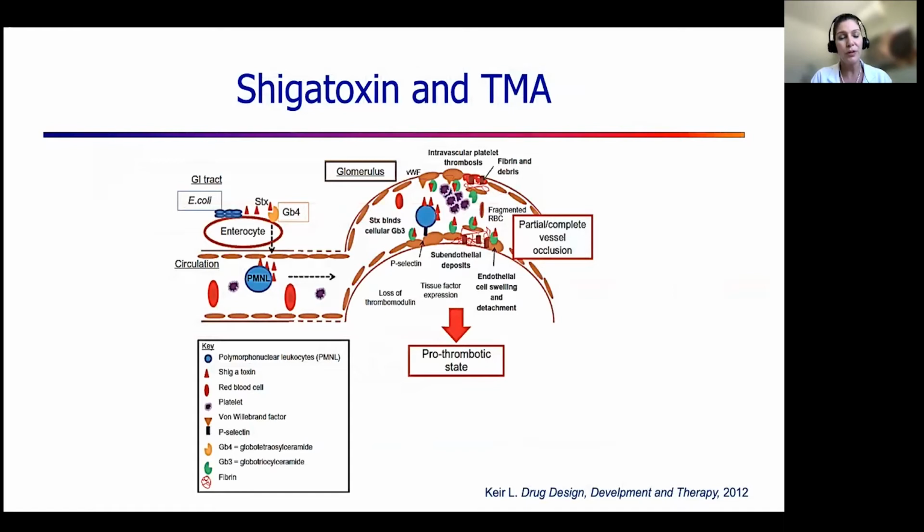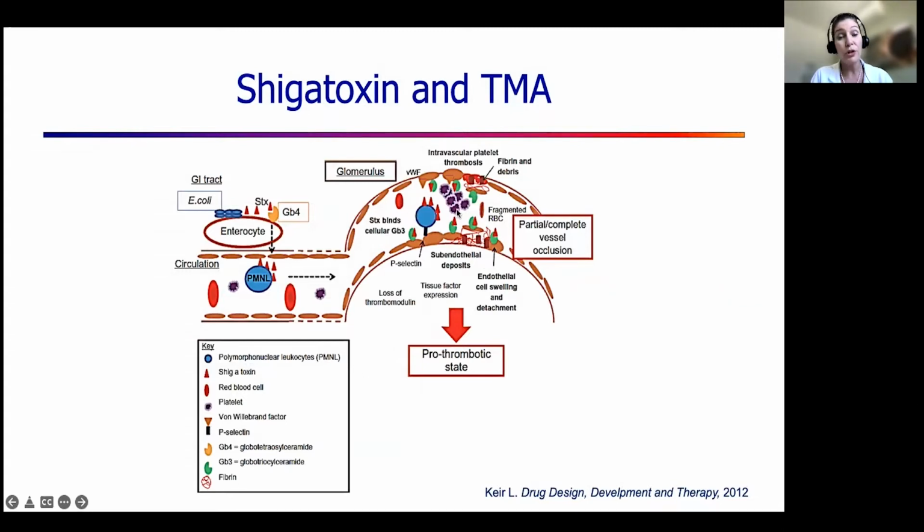In children, the most important cause of TMA, and we have seen this in the previous lecture, so I'll go through this more quickly, is the Shiga toxin, what we call typical HUS, or Shiga toxin or STEC HUS. What happens is that the Shiga toxin attaches to the endothelial cell, especially in the kidney, through a receptor called Gb3. This cell will go into apoptosis, and because of the apoptosis, there will be the formation of a clot.